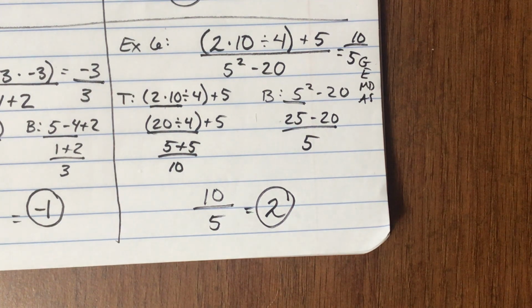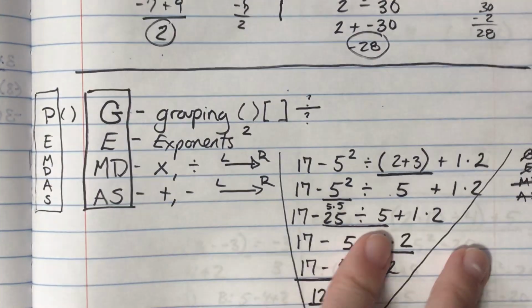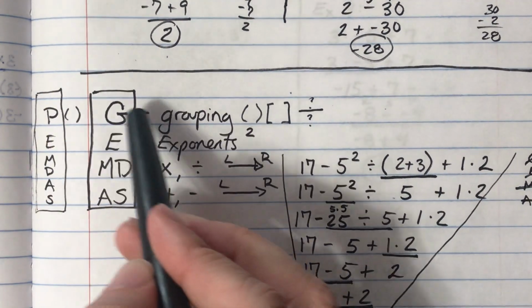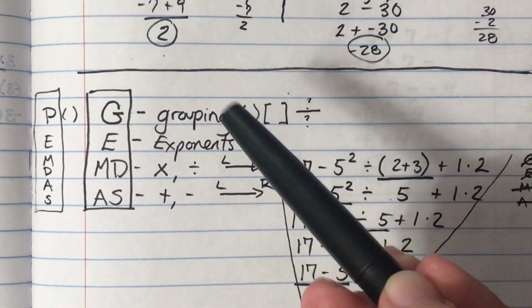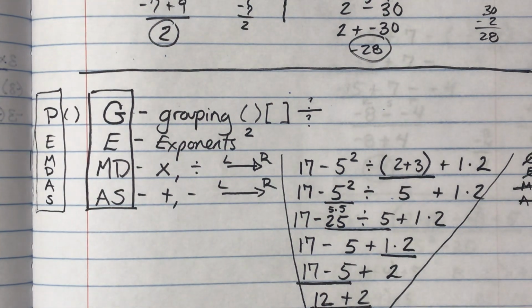All right. So that is order of operations. Every time you work one of these problems, you need a piece of paper, you need to write out the problem, you need to follow these steps and mark them out as you go. Do grouping first, exponents, multiplication and division left to right, addition and subtraction left to right, and you are good to go.